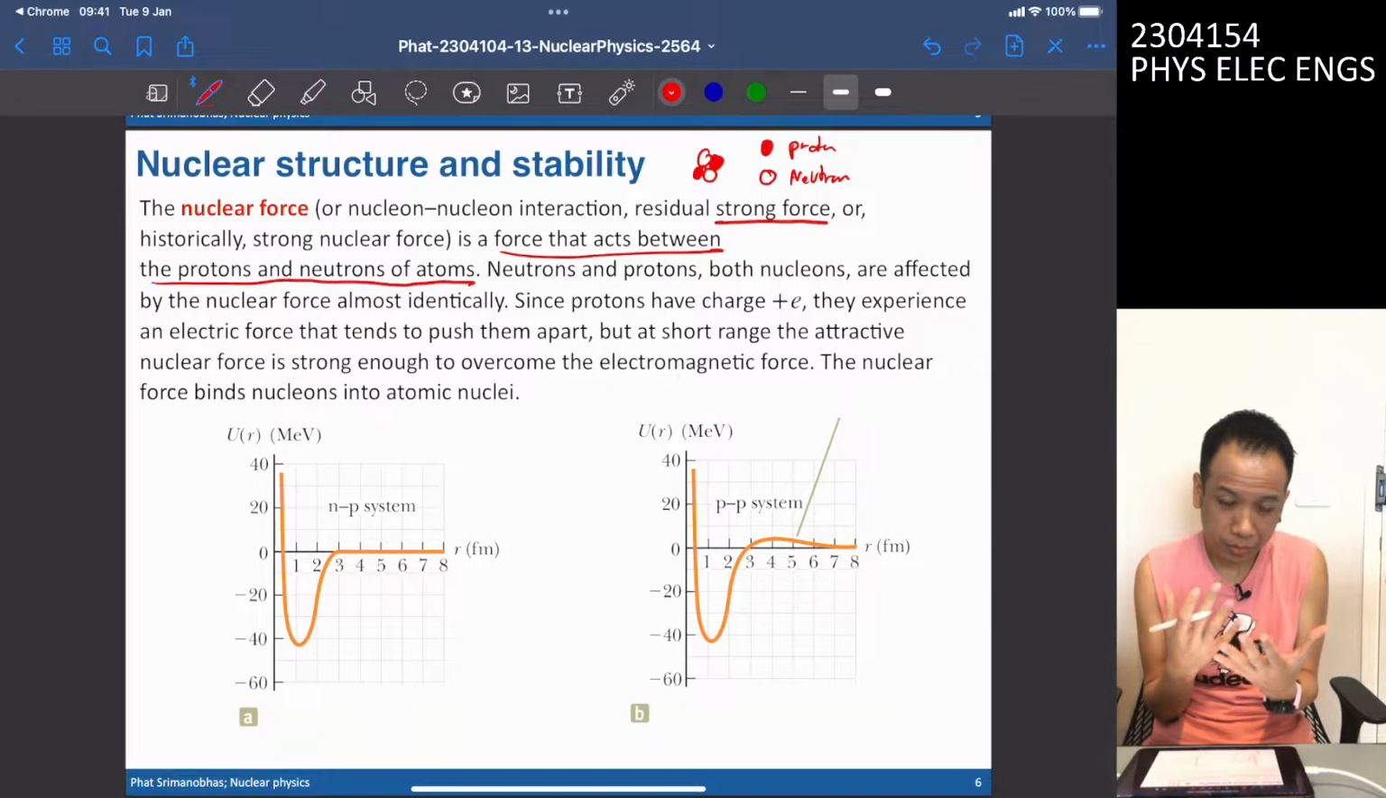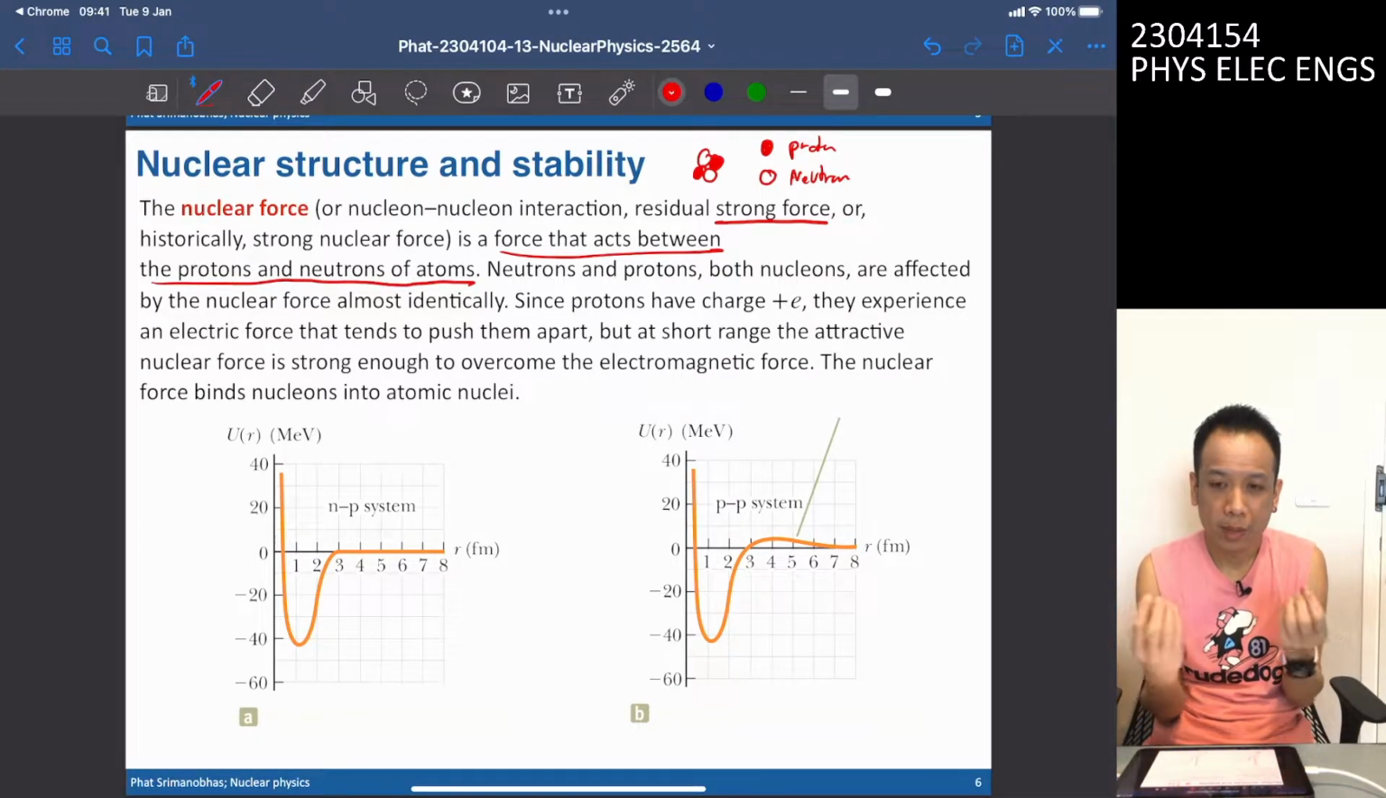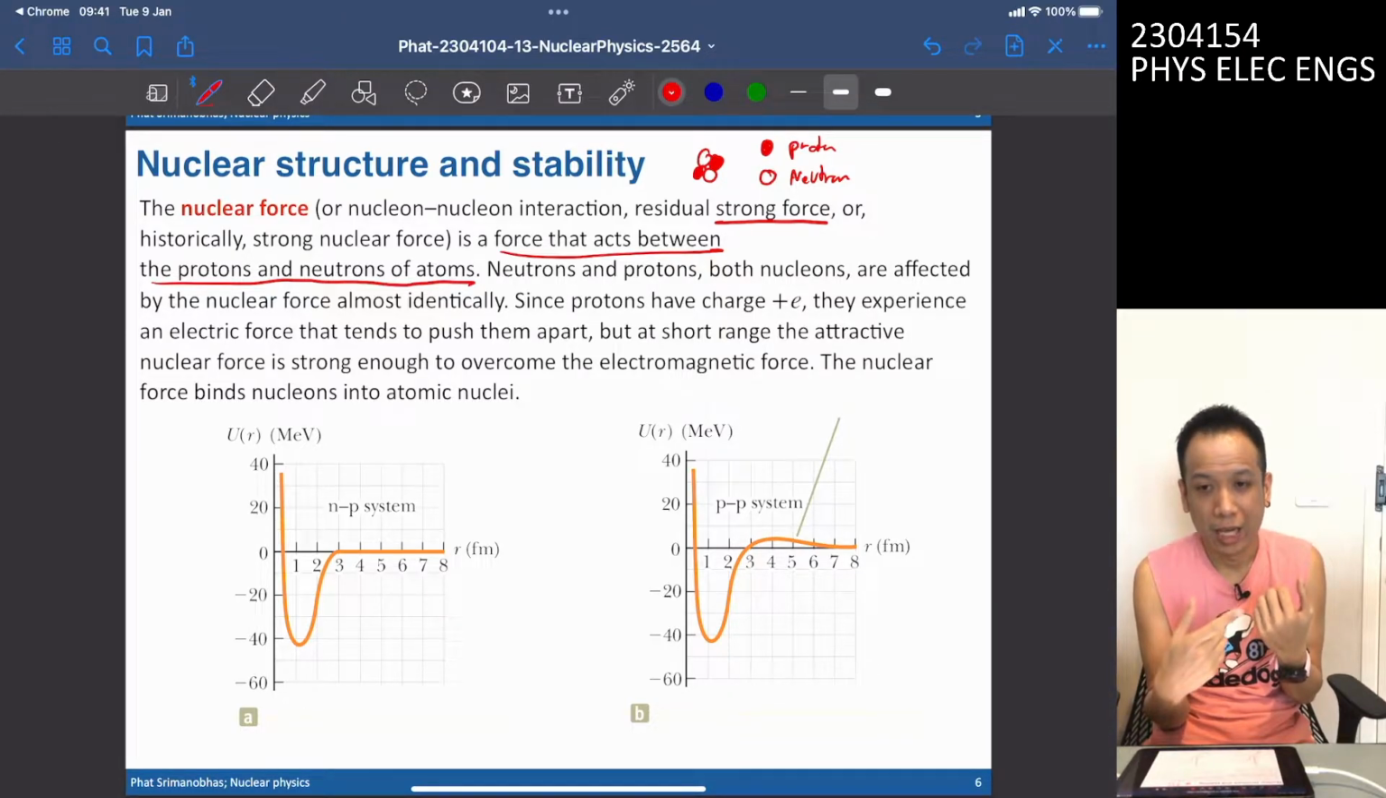When we talk about the size of the nucleus, it's small. The Coulomb force is divided by r squared, where r is the distance between two charges. So r is small, which means the Coulomb force is large. But in the nuclear, it's there.